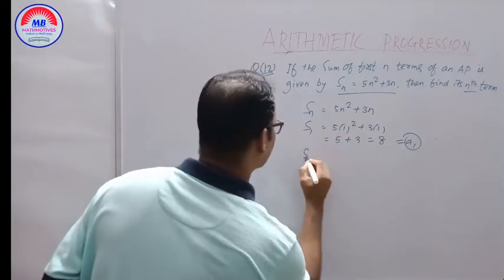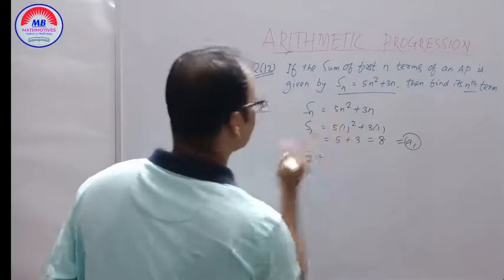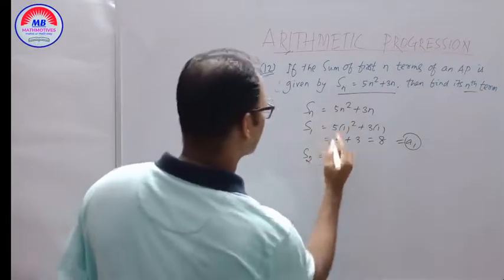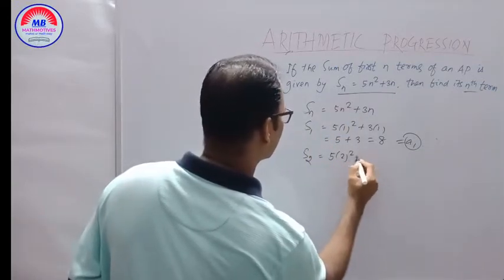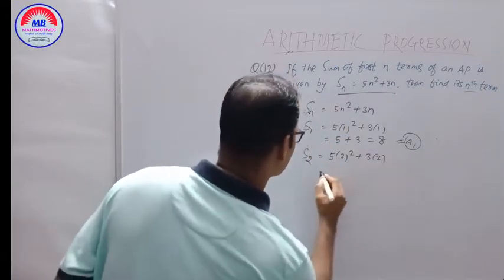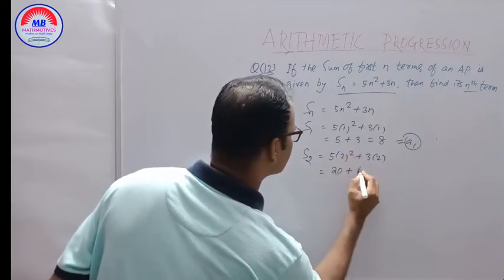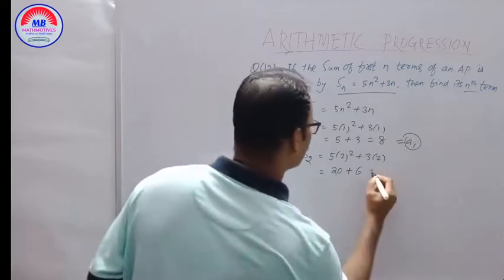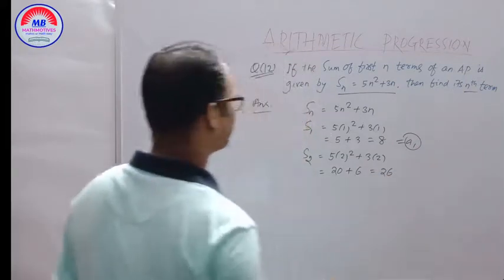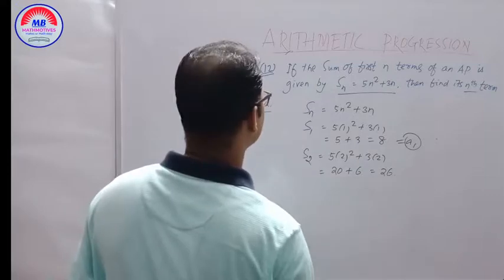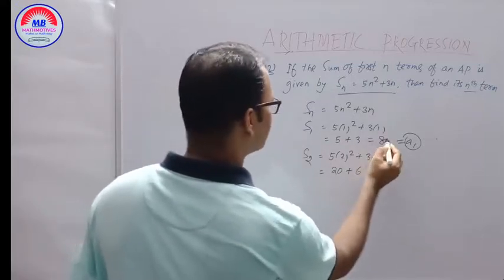Then we find S2. What is S2? In place of n, put 2. So 5 into 2 square plus 3 into 2. That equals 5 into 4, so 20, plus 3 into 2 is 6, equal to 26. Okay, S2 is 26 and S1 is 8.